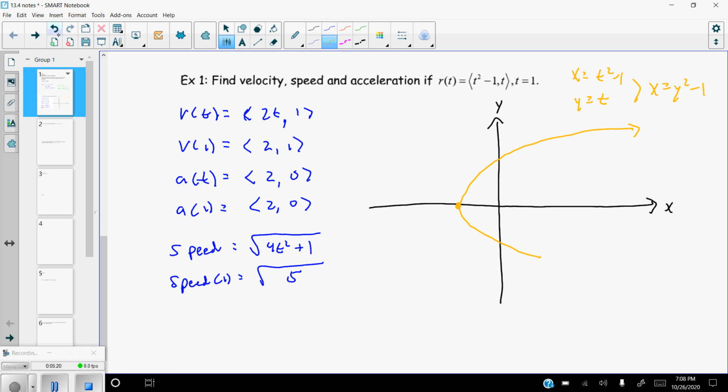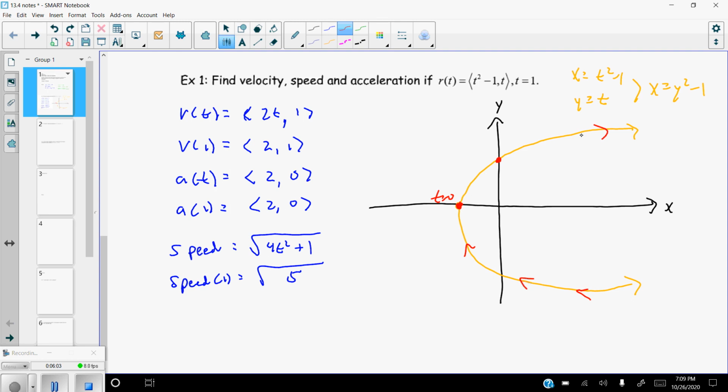Whoa, that was bad. Okay, that's a little better. It's going to do something like that. And then we can obviously figure out the direction of motion. If we were to take t to be 0 and plug t equals 0 in, you get -1, 0, which is this point right here. That's where t equals 0. And then if we take t to be 1, we're going to get 0, 1, so it's right here. So we are moving in that direction.